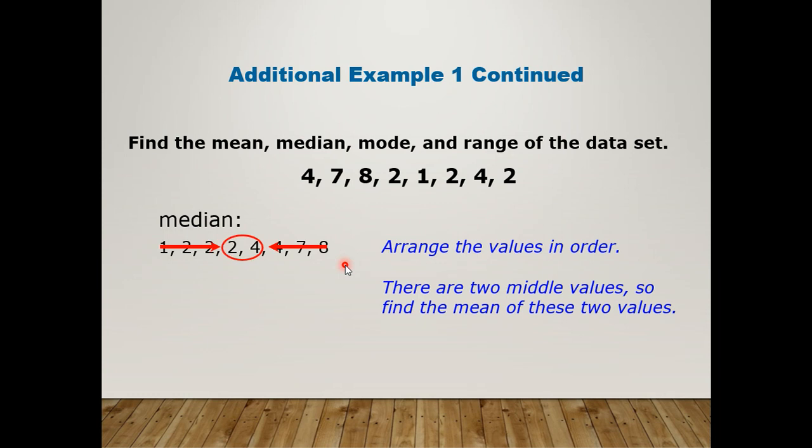So hanapin natin yung dalawang middle value which is 2 and 4. So i-add natin si 2 kay 4, the result will be 6. And then 6 divided into 2, the answer will be 3. So this 3 is the median for this data set.